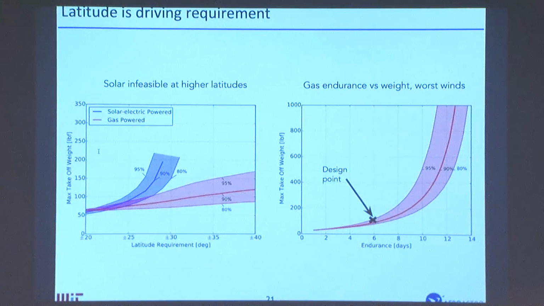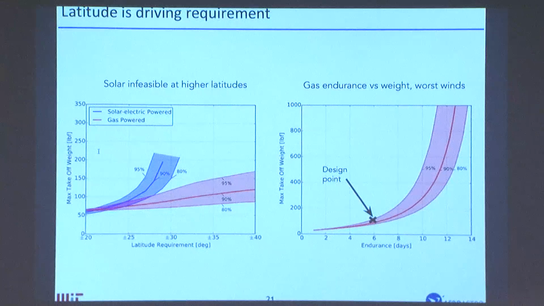And the different confidence bands are different wind speeds. So we wanted to understand how sensitive this is to wind. Each point on this graph is a different optimized airplane. So it's got hundreds of design parameters that have been carefully chosen that allow it to fly at least such and such a latitude in such and such wind speeds.